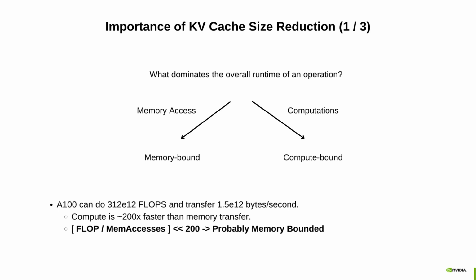Otherwise, it is compute-bound. For example, on an NVIDIA H100 GPU, we can perform 200 times more floating point operations per second than memory transfers. This means that if the ratio of operations to memory accesses is significantly less than 200, the operation is likely to be memory-bound.